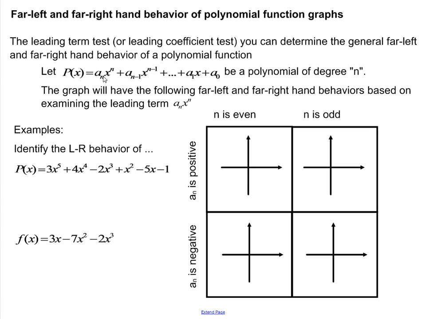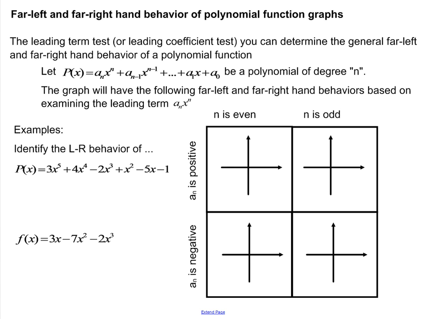Well, here's the rule. It says that if we have a polynomial of degree n, now don't worry about what all of these terms mean right here. This is a polynomial of degree n with a leading coefficient a sub n. The graph will have the following far left and right hand behaviors. We call this sometimes the leading coefficient test or leading term test.